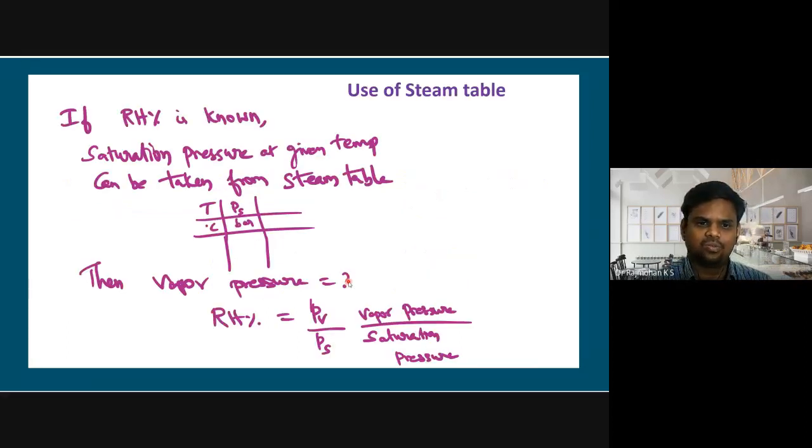We have seen how to make use of the steam table. If relative humidity is known, the corresponding saturation pressure at the given temperature can be taken from the steam table, where temperature versus saturation pressure is given. That data can be made use of to determine the vapor pressure. For example, relative humidity is known. Relative humidity is equal to vapor pressure by saturation pressure. So we have RH given, and if you know the temperature, we will get the saturation pressure from the steam table.